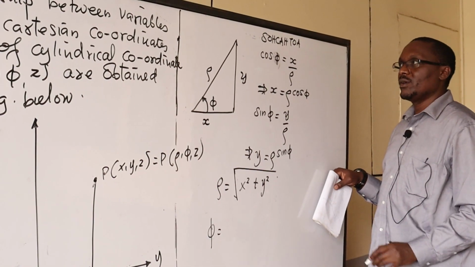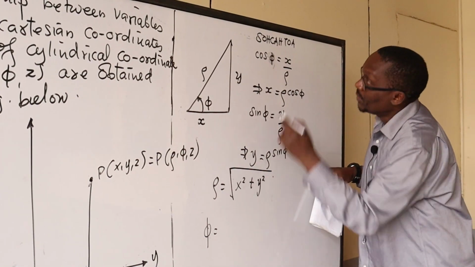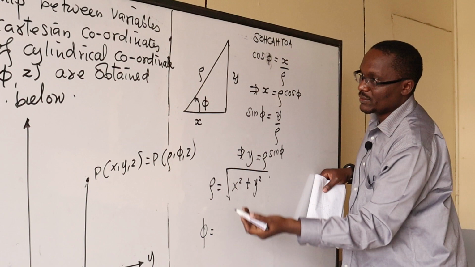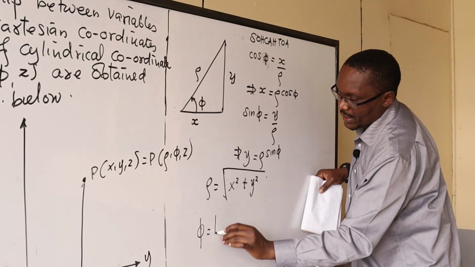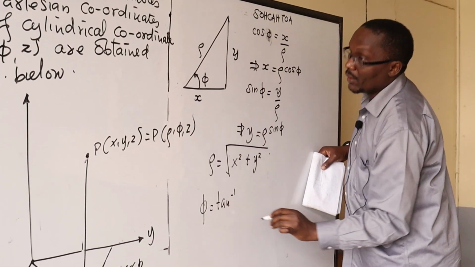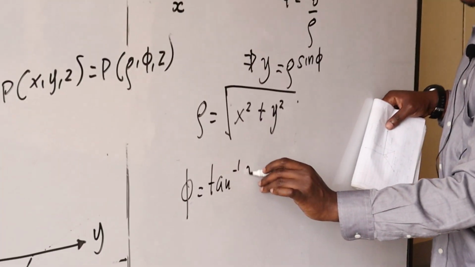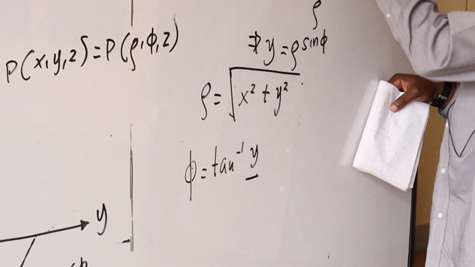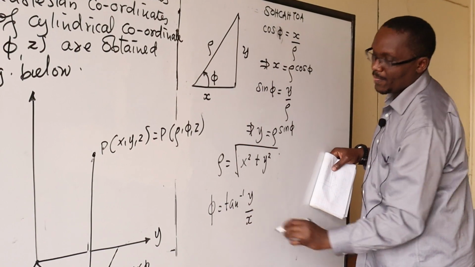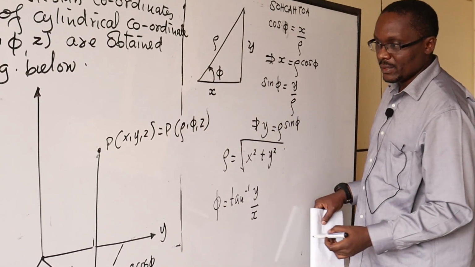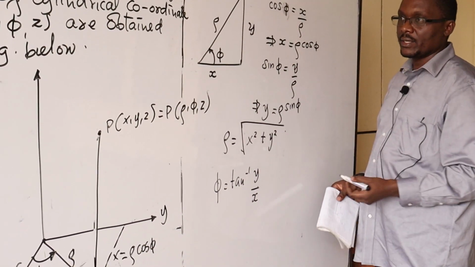Again, the angle phi can equally be represented by what? From our SOHCAHTOA, it will be the tan inverse of the opposite, which is y, over the adjacent, which is x. Now we can comfortably write our relationship that we are talking about.